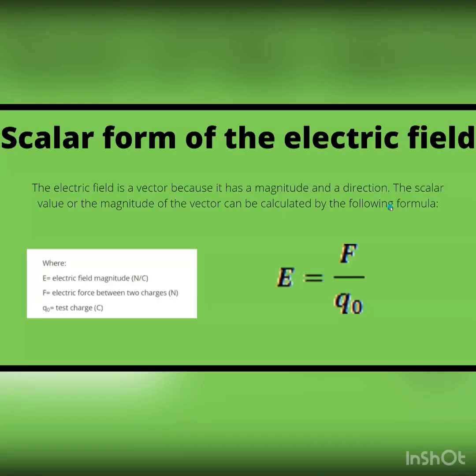Now I'm going to explain the scalar form of the electric field. The electric field is a vector because it has a magnitude and a direction. The scalar value, or the magnitude of the vector, can be calculated by the following formula. E is equal to the magnitude of the electric field, which is the electric force between the charges divided by the test charge.